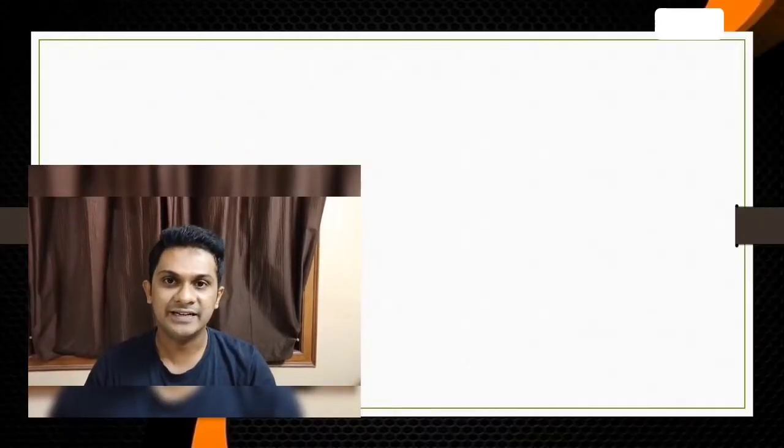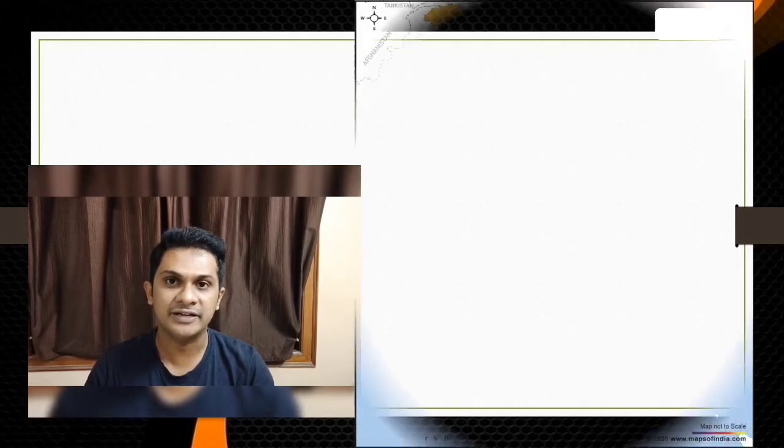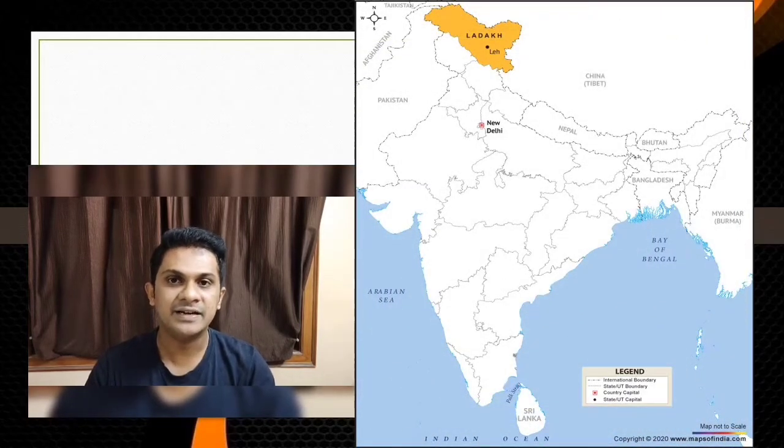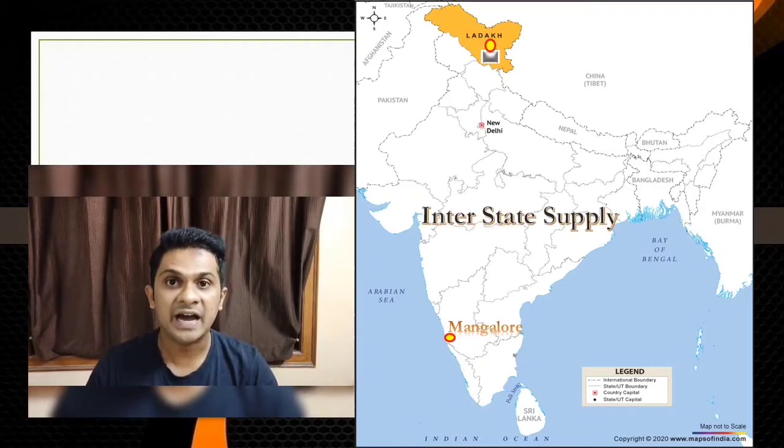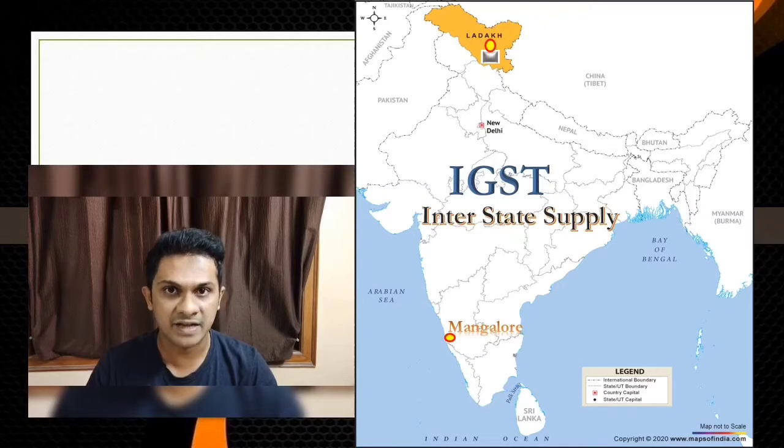Now we will consider an interesting case. Since we all know India is a union of union territories and states, we will consider a case of a union territory. We will take our same seller who is in Mangalore. Now he is selling the goods to a union territory. We will assume he is selling the goods to Ladakh. Ladakh is a union territory, we all know that. So this is a transaction which is occurring between one state and a union territory. This is like interstate supply, hence IGST is charged on this transaction.